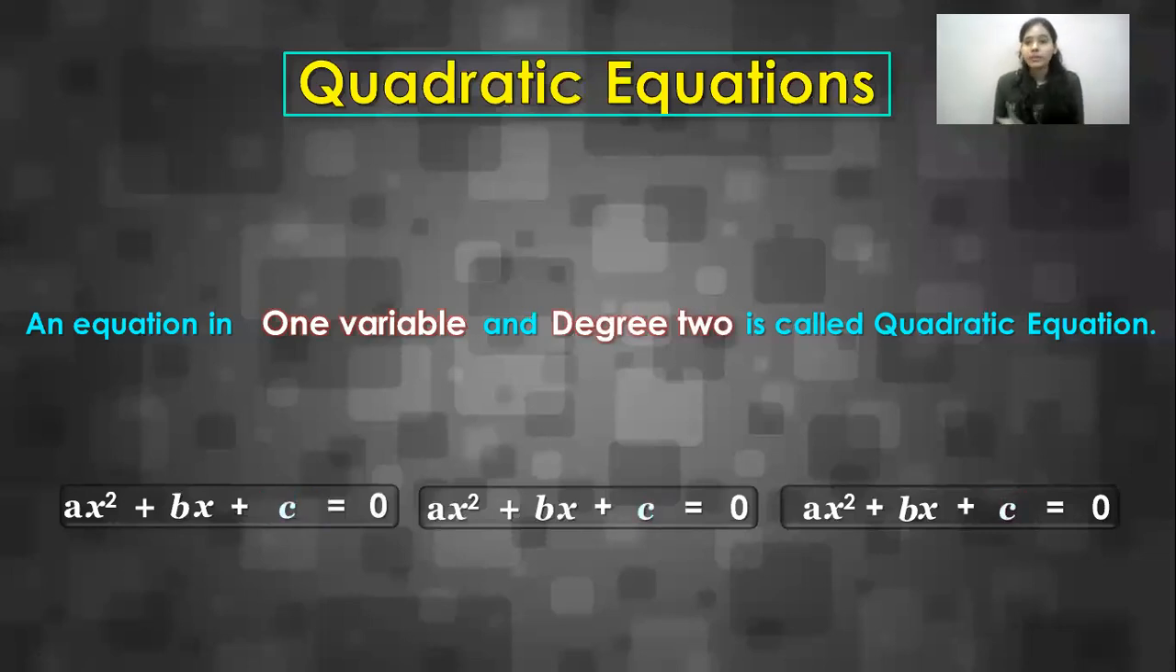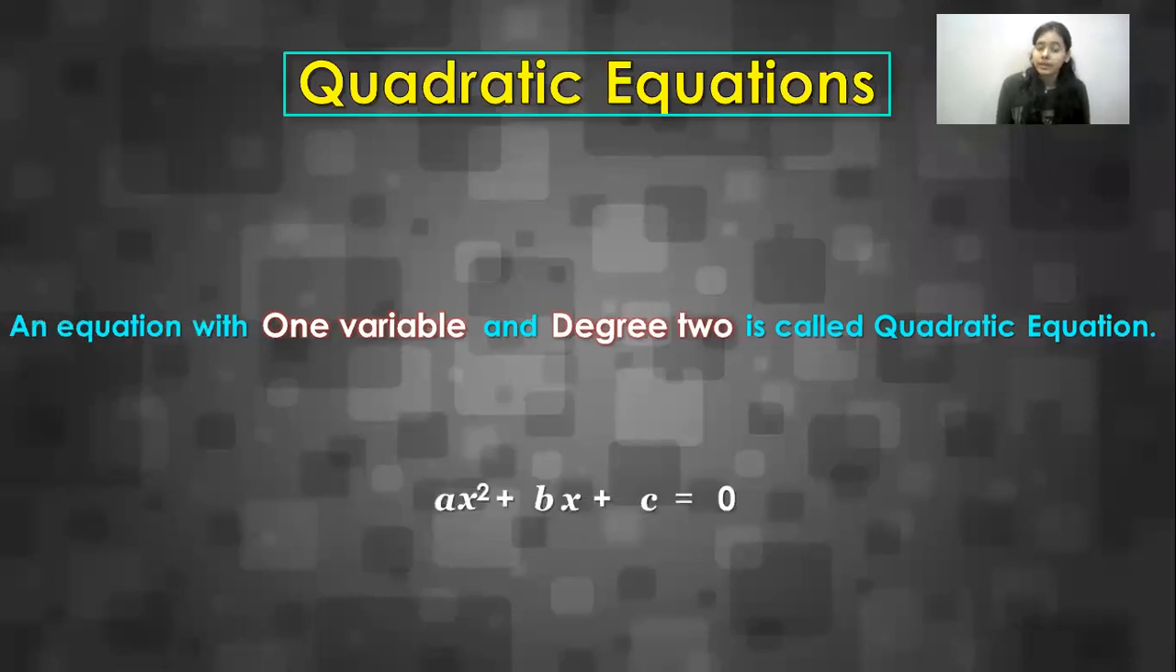Now look at all three equations. Do they have a standard form? Do they have a common pattern? Yes, they do, which is ax square plus bx plus c equals to 0. तो आपको standard form समझ में आया? Standard form.